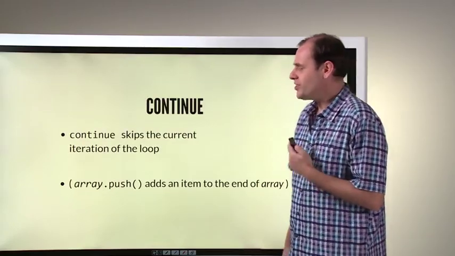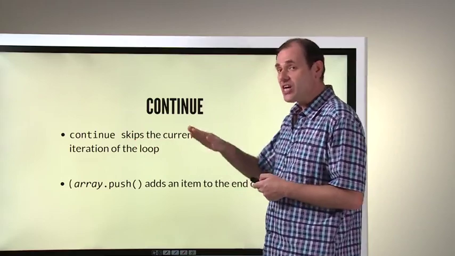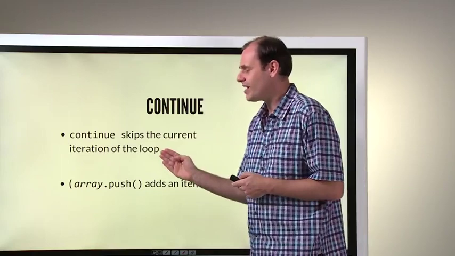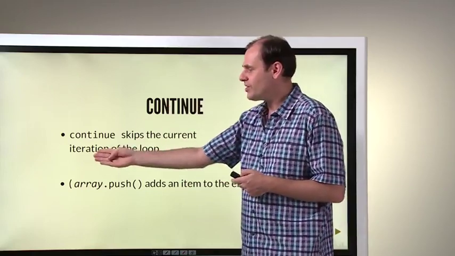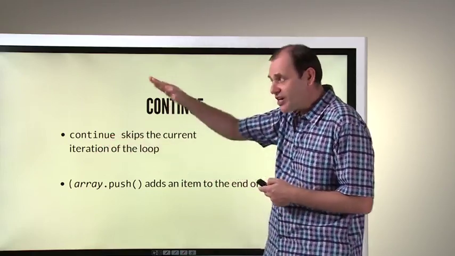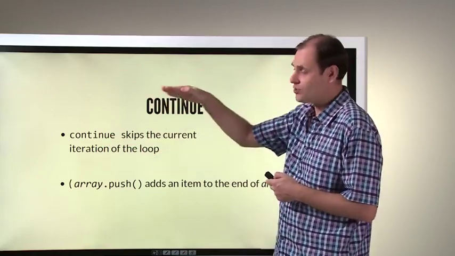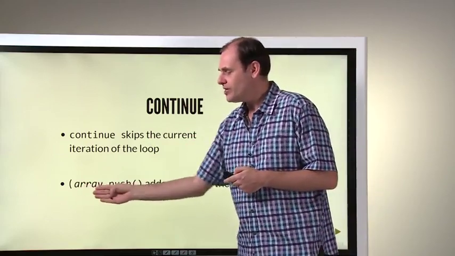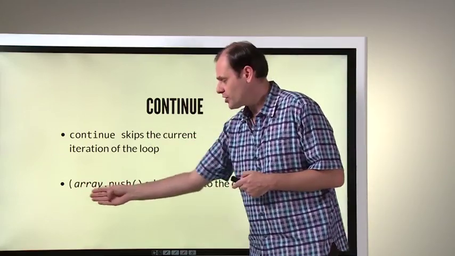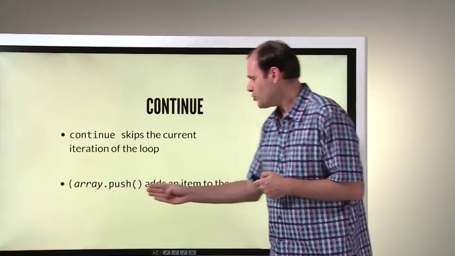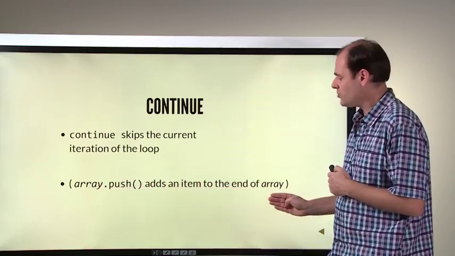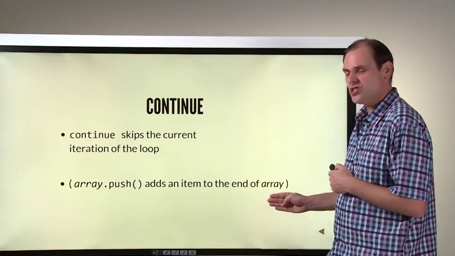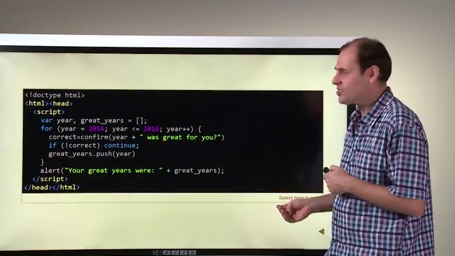All right, continue. So continue skips the current iteration. We talk about iteration, right? A loop that keeps going round and round. Each one of those is called an iteration. Continue just stops the current iteration and jumps to the next iteration. It doesn't stop the loop permanently. The next example, we use this language array.push, so I'll quickly explain it here, and that is push will add an item to the end of the array. That's what array.push is, not related to loops as such, just a line of code in this example.